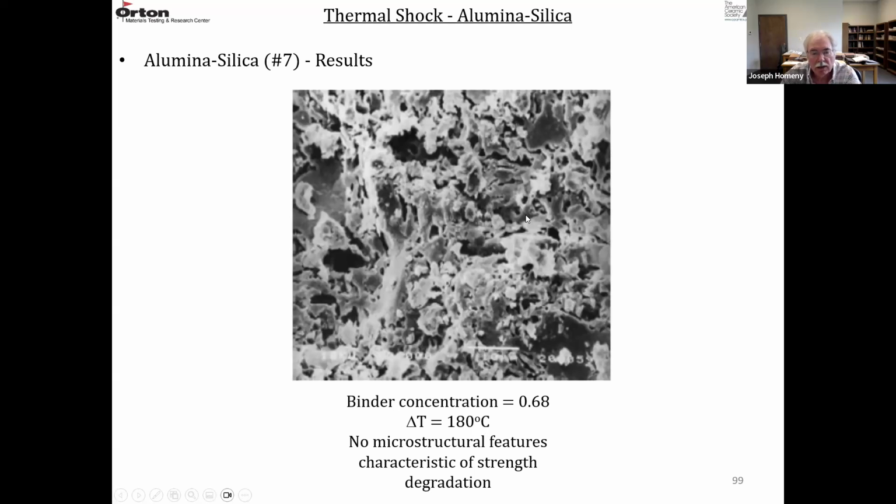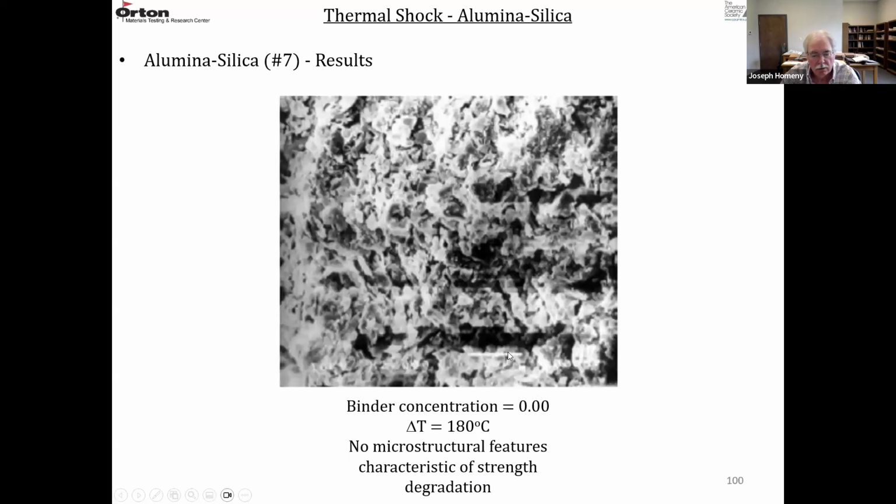So when they looked at this microstructure, they said that, well, there are no microstructural features in this fracture surface that look like there's significant strength degradation. And this was with no binder. Again, the delta T was 180. So these are pretty low delta Ts. And again, they saw no significant damage to this microstructure.